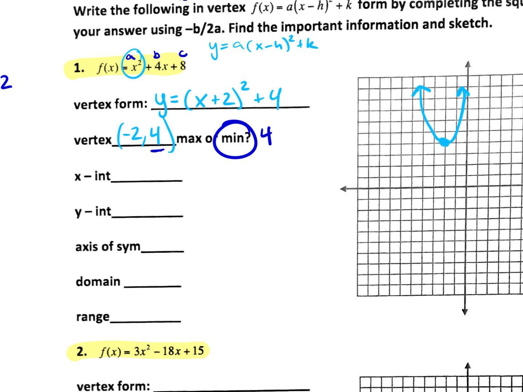What's our axis of symmetry? X equals -2. So don't forget the x equals. What's our domain? All real numbers, or from -infinity to +infinity. Perfect. And then what would our range here be? Awesome. Bracket 4 to infinity.